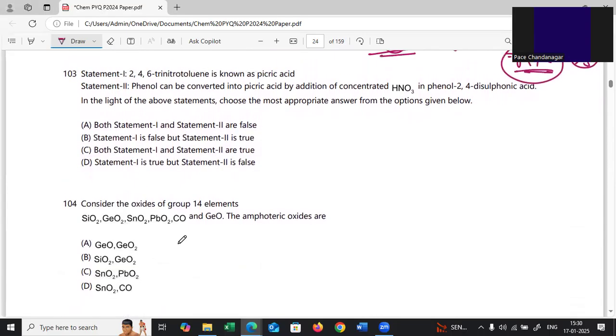Number 103. 2,4,6 trinitrotoluene is known as picric acid. Yes or no? Now you have phenol can be converted to picric acid by addition of concentrated HNO3. So let us see that picric acid is what? You have OH there, NO2 here, NO2 here, and NO2 here.